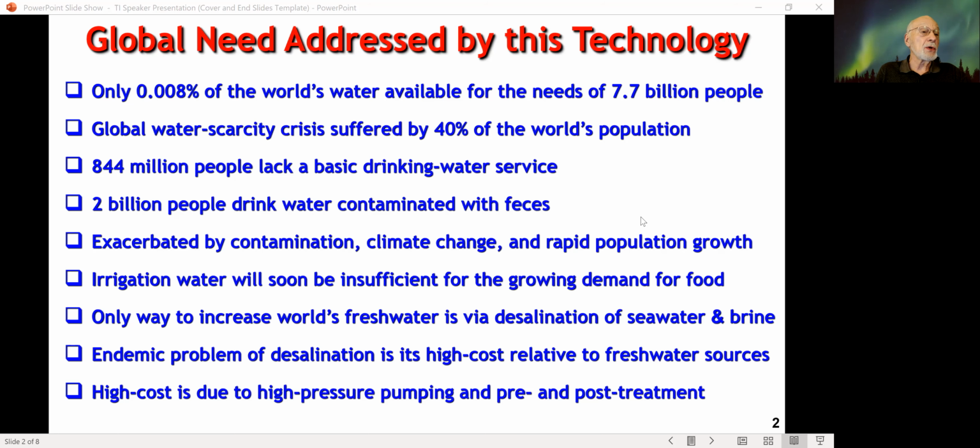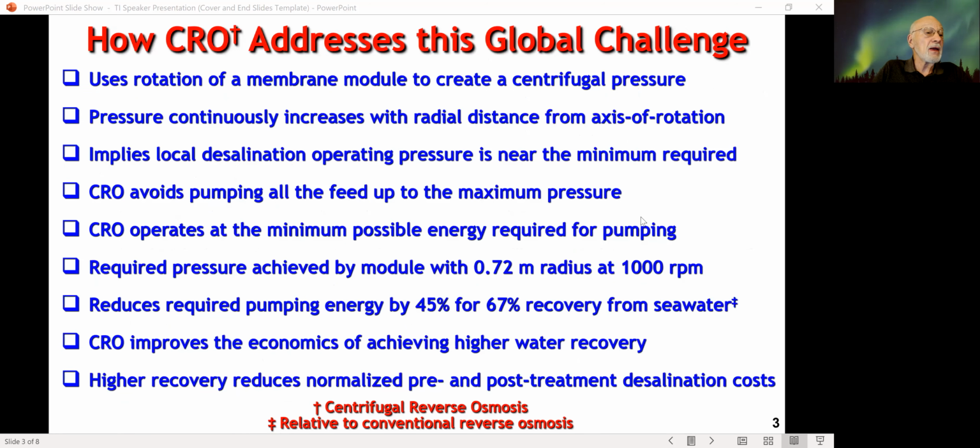The only way to increase our freshwater resources is by seawater desalination, for which membrane reverse osmosis is the most economic technology. However, reverse osmosis is expensive, owing to the high pressure pumping costs that can be significantly reduced by our tech offer of centrifugal reverse osmosis.